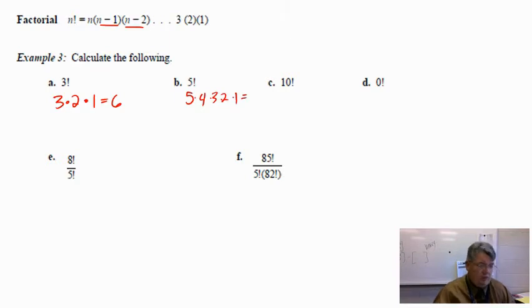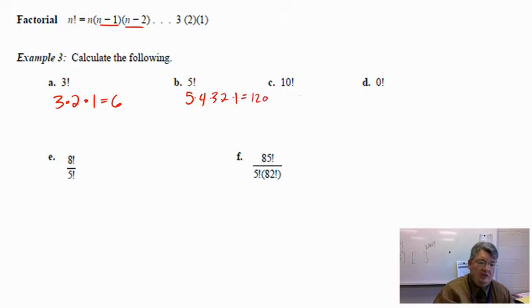Now, all of your calculators have a button on it. My calculator, it's this button right here. It's right beneath your mode. It's like shift, and you'll see that factorial. So you could do that. But worst case, I just go 5 times 4 times 3 times 2 times 1, and I get 120.